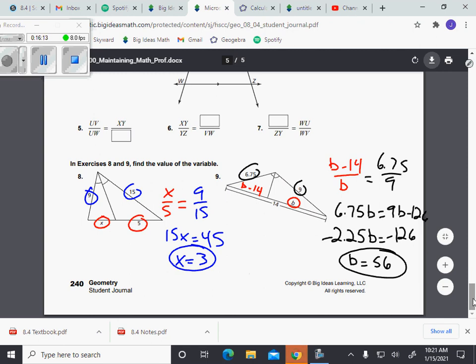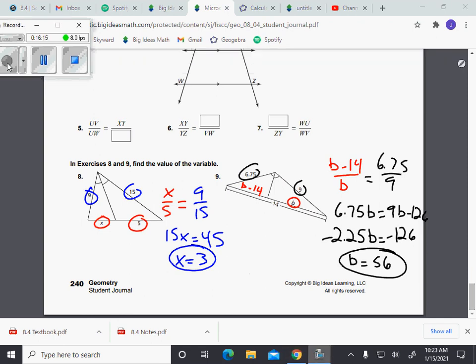Okay. Looking at this a little closer, we made a little bit of a mistake. Is this b minus 14? No, and you might have caught that, which is great. Thank you for catching it. Sorry you couldn't correct me in class. This is actually 14 minus b, and it makes a world of difference. 14 minus b over b.